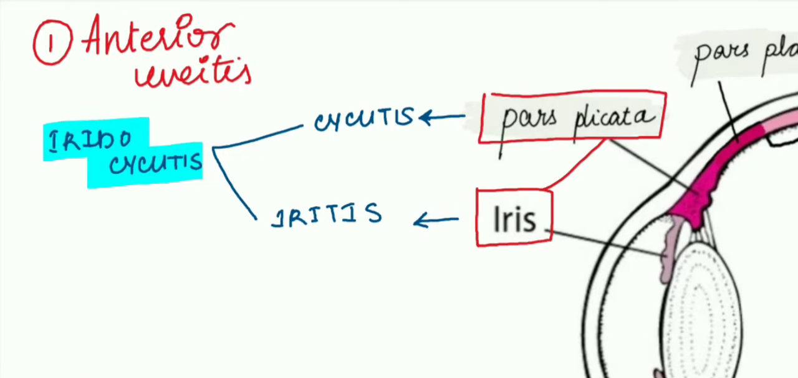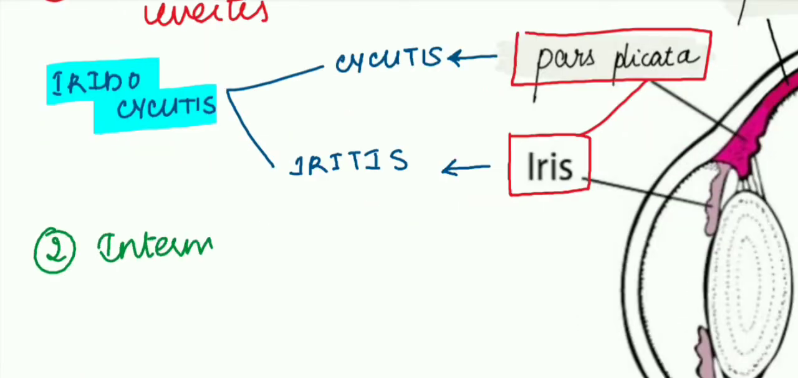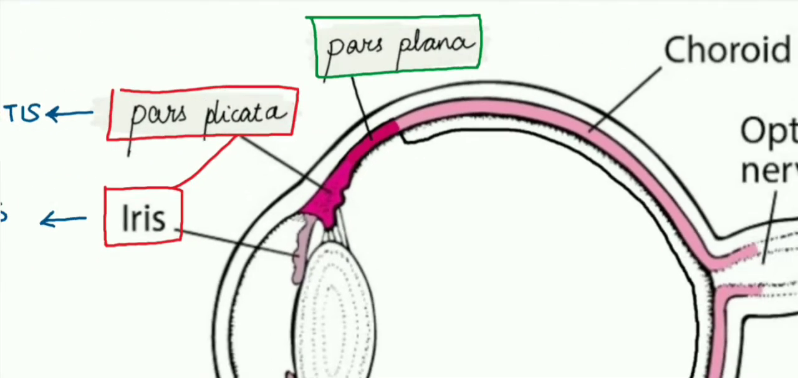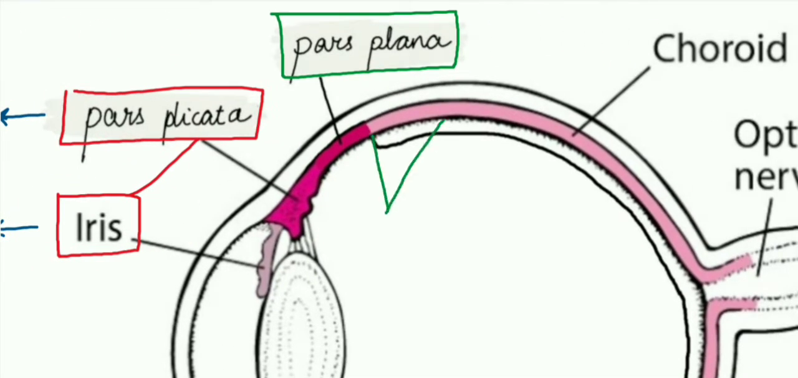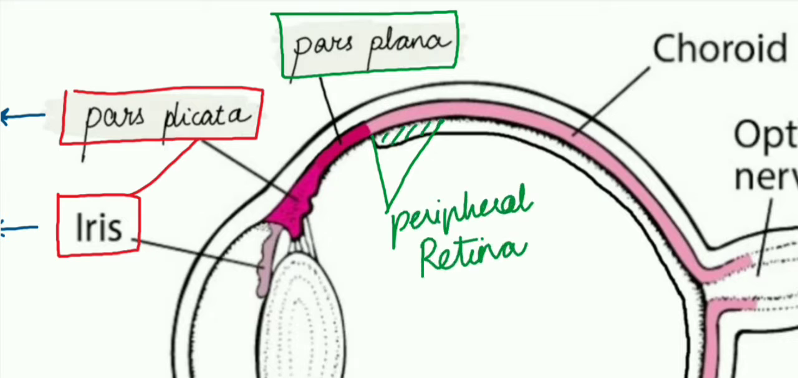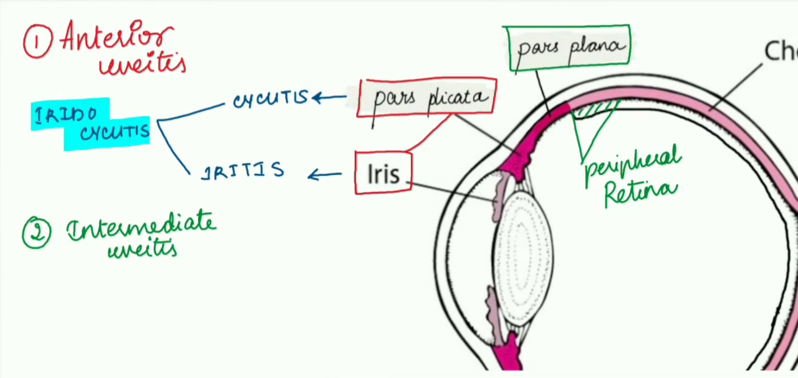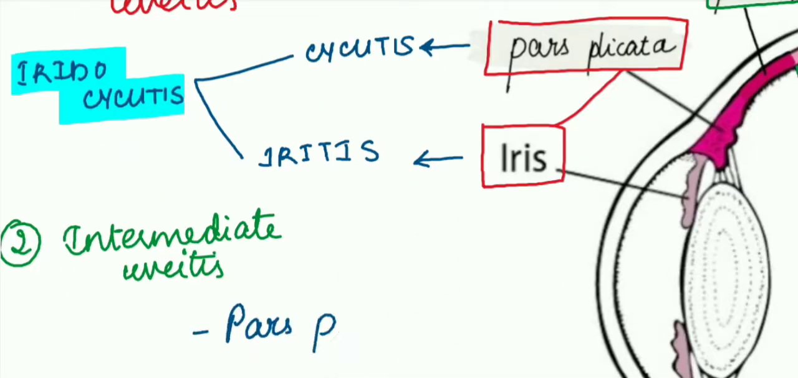And then moving on to the second category, that is intermediate uveitis. It involves the next part, that is the pars plana, inflammation of the pars plana, and there might also be associated inflammation of the peripheral retina. This is also called pars planitis because of the inflammation of the pars plana.